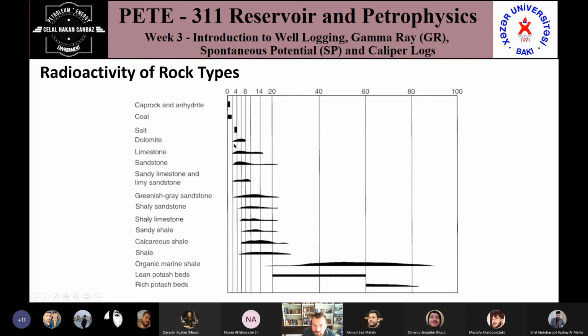You can see it in the first two, and in other rocks in general, a trend toward higher radioactivity with increased shale content is apparent. When you increase the shale content in the formation, the radioactivity actually increases. At the high radioactivity extreme are organic rich shales and potash. Potash means potassium chloride, in the lower part you see.